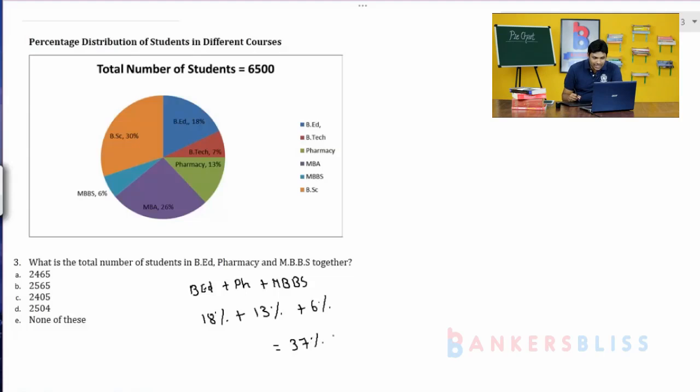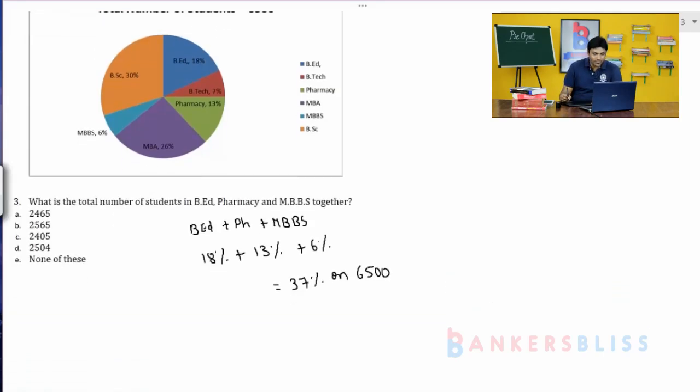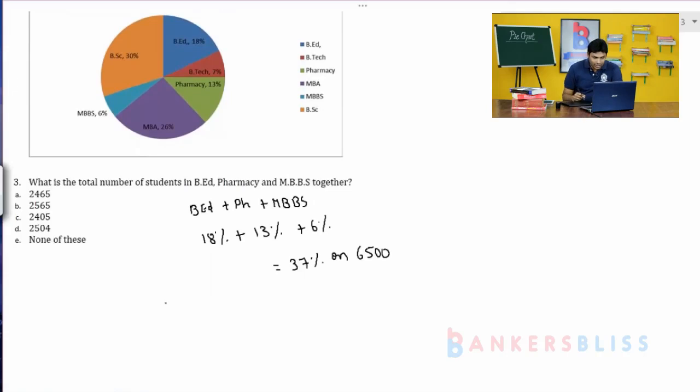So, 37% has to be calculated on 6,500 because that is the total number of students. How do you calculate? You may calculate like this: 40% minus 3% or 30% plus 7%, whichever method is feasible for you. 37% can be calculated in this manner: 40% minus 3%, or 30% plus 7%.